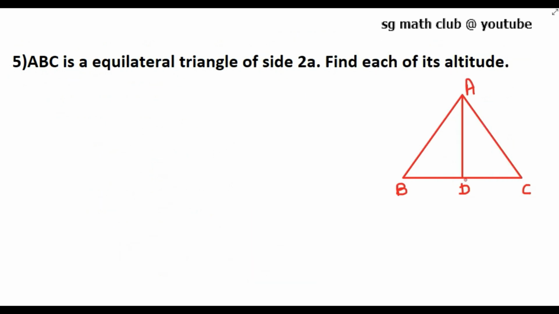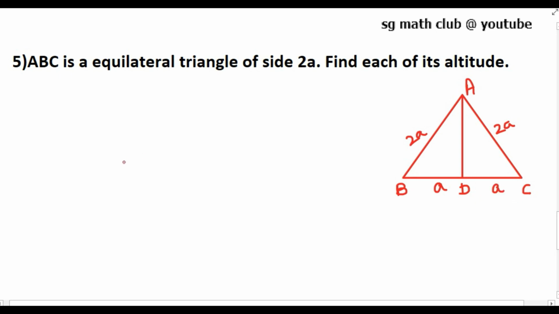Next: ABC is an equilateral triangle of side 2A. Find each of its altitudes. We need to find the altitude AD. Here AD is the altitude. Each side of an equilateral triangle means all the sides are equal, and each side is given as 2A. And we also know that in an equilateral triangle, the altitude divides the opposite side into two equal parts. So if it is 2A, BD will be A and DC will be A.